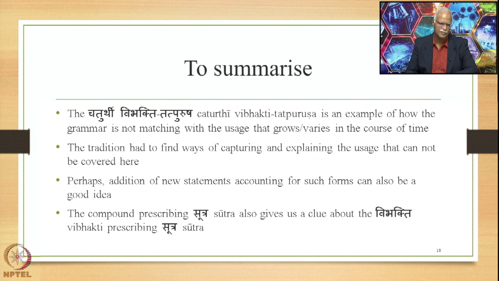To summarize, the caturthī vibhakti tatpuruṣa is an example of how the grammar is not matching with the usage that grows or varies in the course of time. The tradition had to find ways of capturing and explaining the usage that cannot be covered here. Perhaps addition of new statements accounting for such forms can also be a good idea. The compound prescribing sutra also gives us a clue about the vibhakti prescribing sutra in general, in several cases.